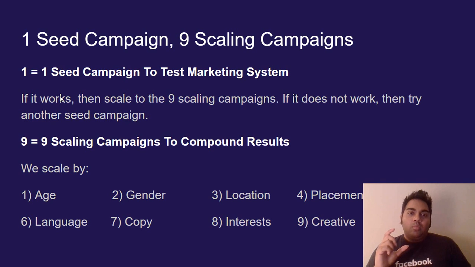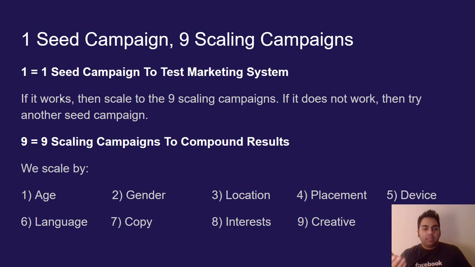So once we test, this is where most of the work, time, energy, effort, money comes in, is to test and optimize that seed campaign until it's producing results, right? And if it doesn't produce results, we go back, and when it does produce results, we scale it up to make up for all the effort that we put in during the test phase. So the way we scale campaigns are through these 9 scaling campaigns.